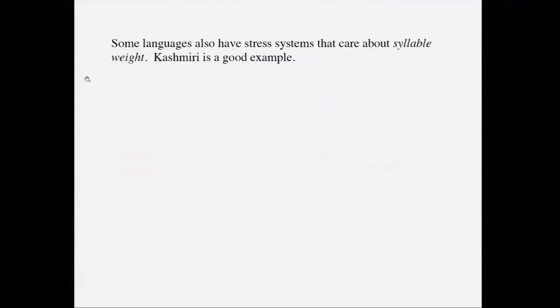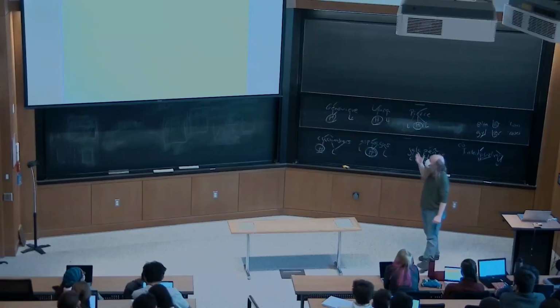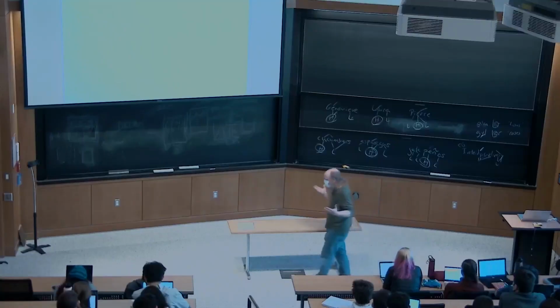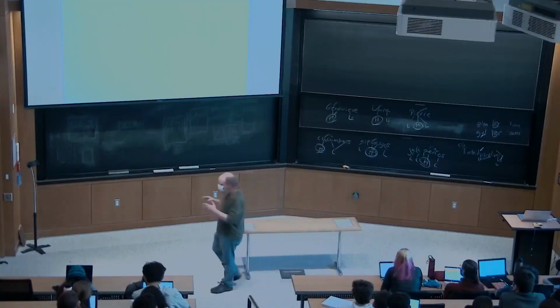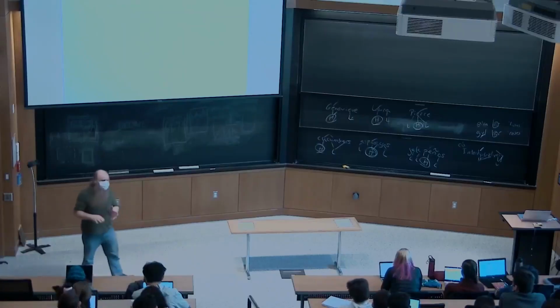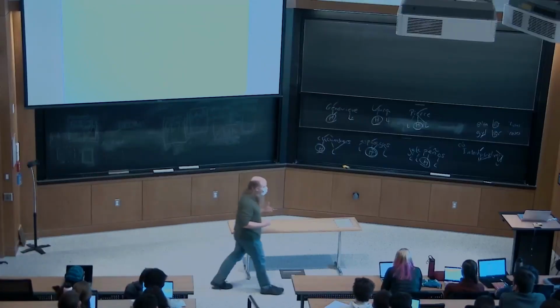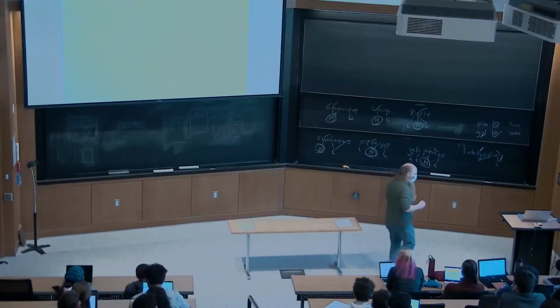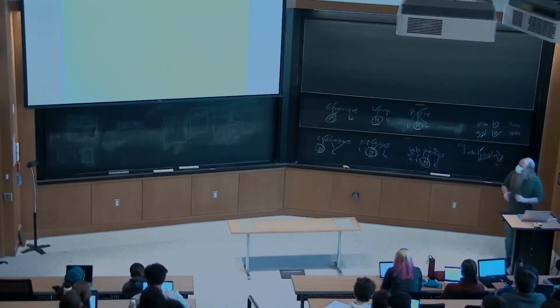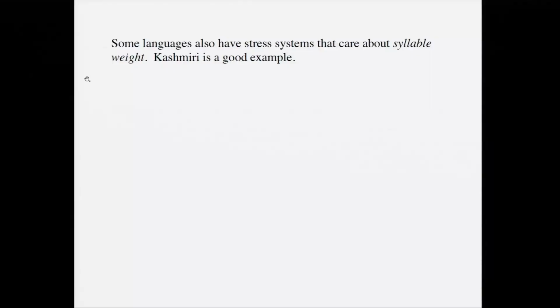Okay. We will do a little bit of Kashmiri, and then we'll stop, I think, for today. This actually came up when we were talking about cucumbers. There are languages that have stress systems that care about what's called syllable weight. That is, they care about whether vowels are long or short, and also about how many consonants there are after vowels. And Kashmiri is a classic example of this, and I'll show you a little bit of this, and we'll see whether we can find a good stopping place somewhere in the middle.